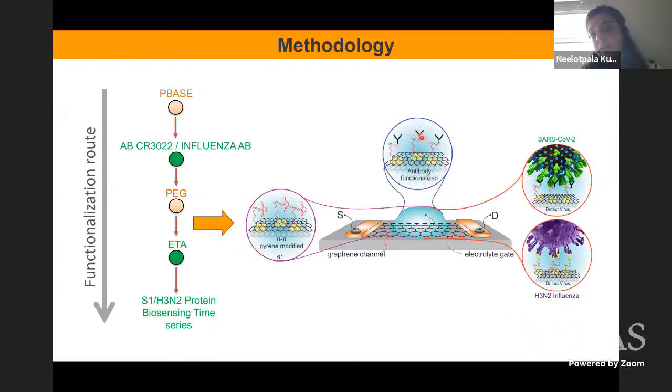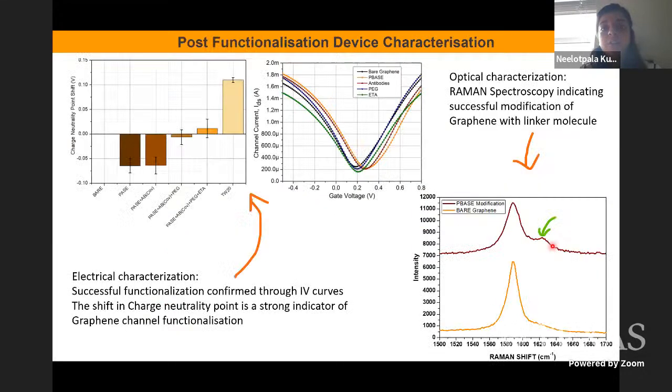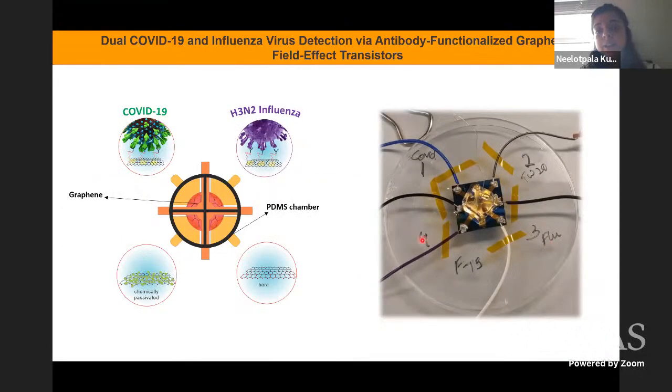So once we have the antibodies fixed, when we introduce the protein or the sample, if it is a COVID sample, then it will go and bind with the COVID antibodies, and if it's a flu sample, then it will go and bind with the flu antibodies. As I had mentioned earlier, in this device each chamber or each quarter has been functionalized with the antibodies of interest, COVID and flu.